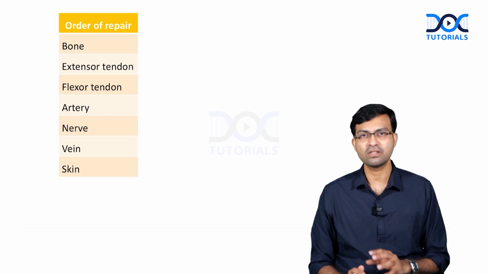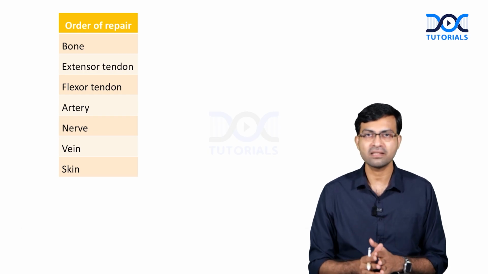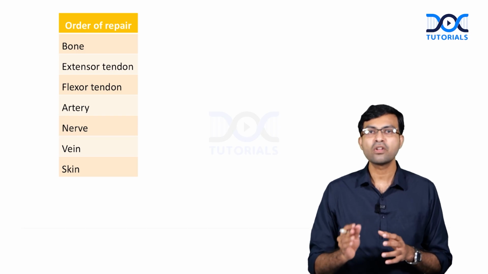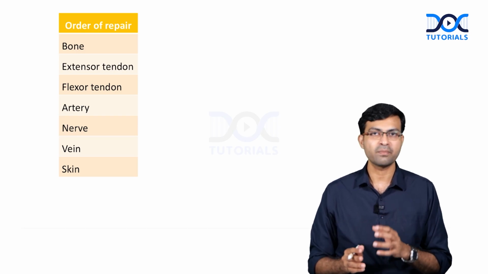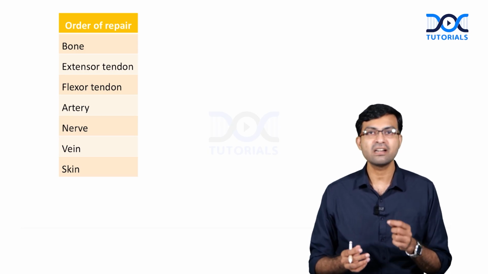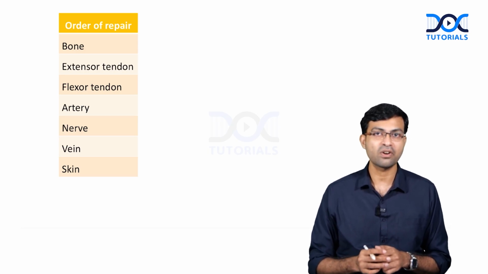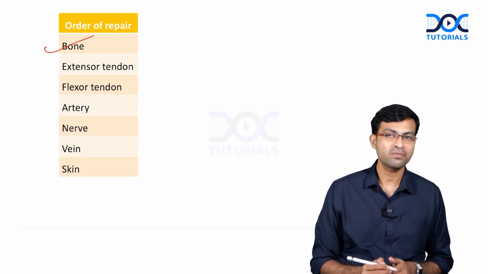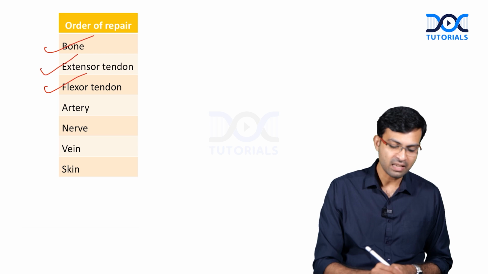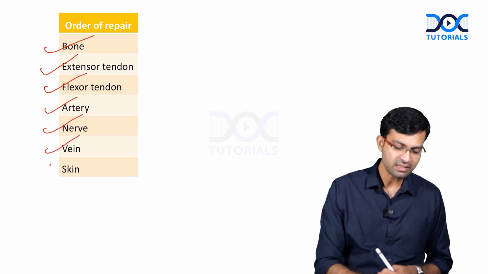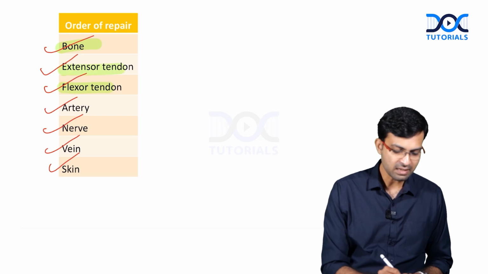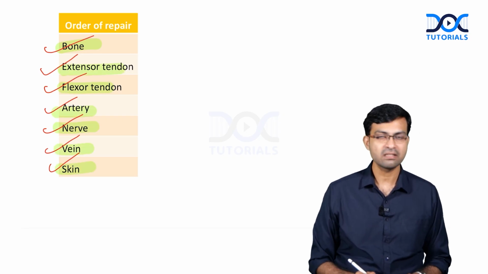When the patient reaches the hospital, he will usually be taken over by a plastic surgeon, and he will repair the structures one by one. Now there is an order or sequence in which the structures are repaired. Do you know the order? Generally the students think that it is the artery that is repaired first, but no, it is not like that. Remember, it is the bone that is fixed first. Then you repair the extensor tendon and the flexor tendon. Then you repair the artery, nerve, vein and skin. So this is the order. You start with the bone, then extensor and flexor tendon, artery, nerve, vein and skin. So this is the order of repair.